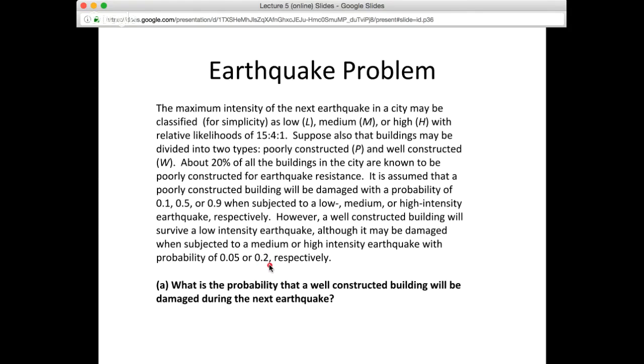Okay, that's a real mouthful for a problem. What is the probability that a well-constructed building will be damaged during the next earthquake?